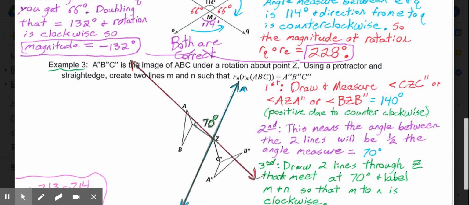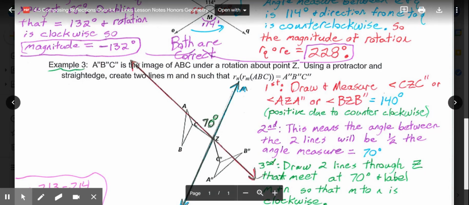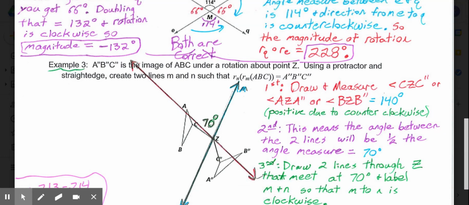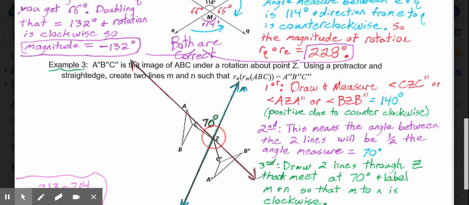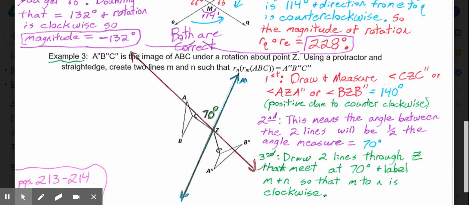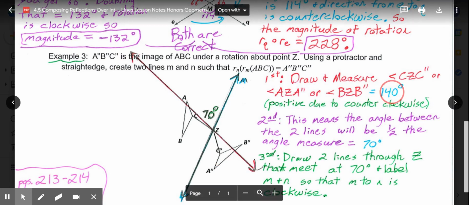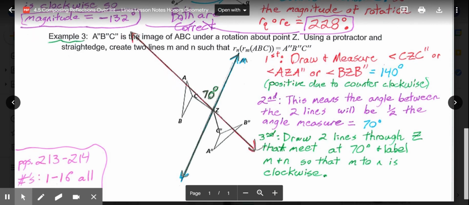So the first thing you want to do is draw and measure angle CZC double prime, or AZA double prime, or BZB double prime. So we want an angle where the vertex is at our center point of Z, and starting from Z, draw a ray through corresponding parts. So on mine, I drew mine from Z through C and C double prime. We want to measure that, which would be 140 degrees. So that's the first start of that process.